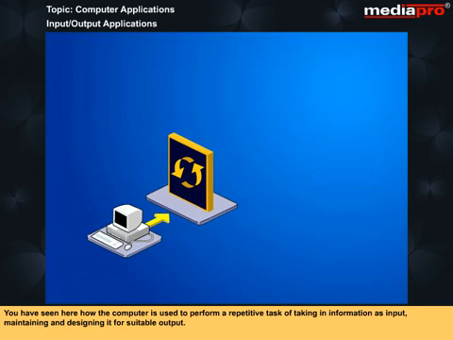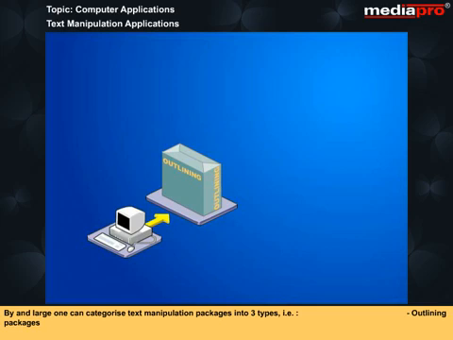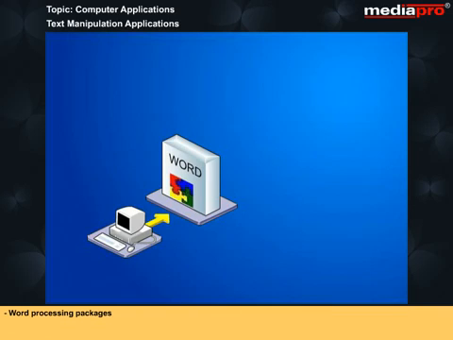You have seen here how the computer is used to perform a repetitive task of taking in information as input, maintaining and designing it for suitable output. Perhaps the most common use of computers in any application area is the manipulation of text. By and large, one can categorize text manipulation packages into three types, that is, outline packages, word processing packages, or data communication packages.